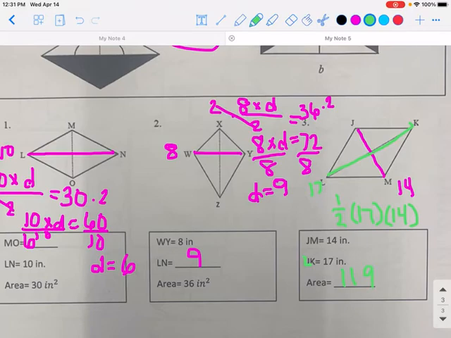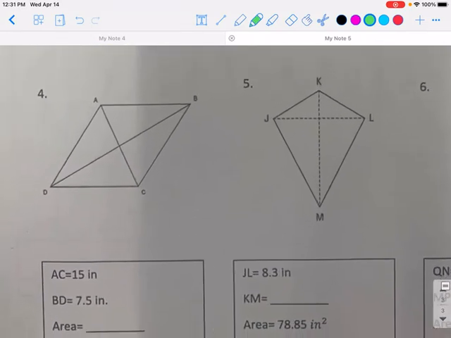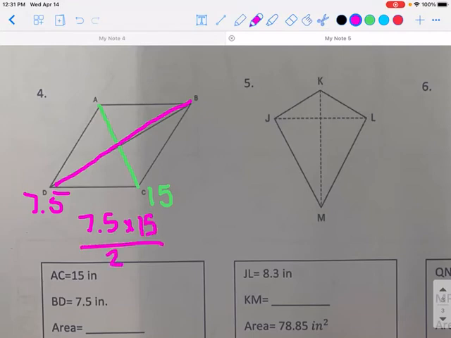Okay, we will do 3 more. Let's see here, A to C is 15, B to D is 7.5, so we have both of our diagonals. They're going diagonally through the shape. So this one, 7.5 times 15, all over 2. Just use your calculator, 7.5 times 15, I'm typing it right now, all divided by 2. I'm getting an area of 56.25.